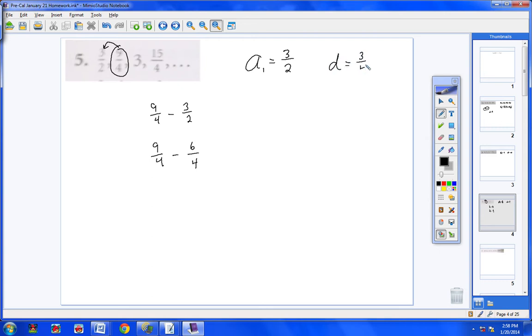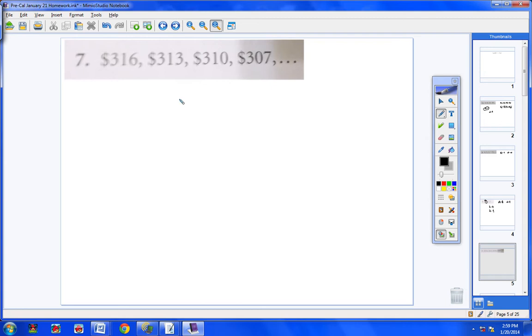And now let's check and make sure that's right. If you take 3 halves and add 3 fourths, you will get 9 fourths. If you take 9 fourths and add 3 fourths, you will get 3. If you take 3 and add 3 fourths, you will get 15 over 4. So all of this works just fine. All right. Number 7, the first term is $316. And to me it's pretty obvious we're decreasing by 3. Decreasing by 3, so that means we're adding a negative 3. So your common difference is a negative 3.